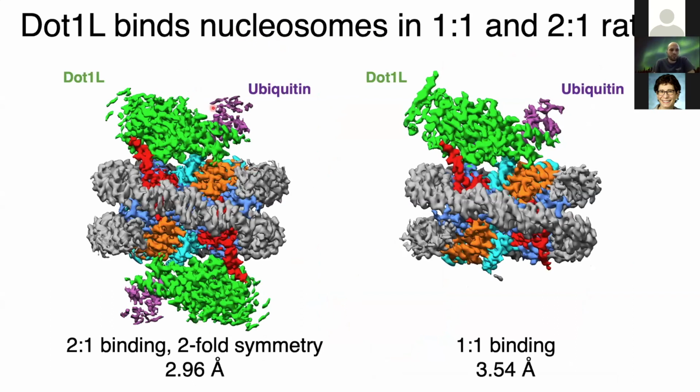And the EM density of these maps was very good, and we were able to clearly resolve all the side chain features of Dot1L and ubiquitin and the entire nucleosome. And to determine this 2-to-1 structure, we actually used a 2-fold symmetry to get to this 3 angstrom resolution because this is a 2-fold symmetric binding interaction. But for the 1-to-1 complex that was at 3.5 angstrom, we did not impose any symmetry. And aside from the fact that one structure contains 2 copies of Dot1L and the other structure only contains 1 copy, there are actually very few differences between these 2 structures.